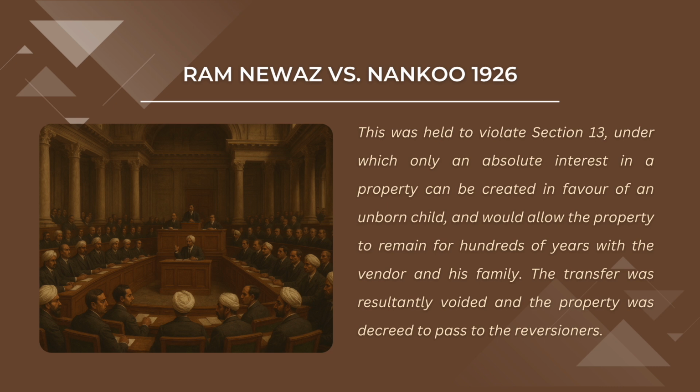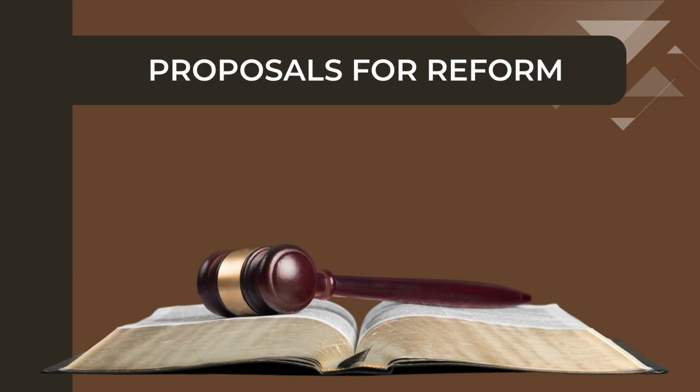The transfer was resultantly voided and the property was decreed to pass to the reversioners. Now, the proposals for reform. There are 3 main proposals on bringing about a reform in the modern rule against perpetuity.